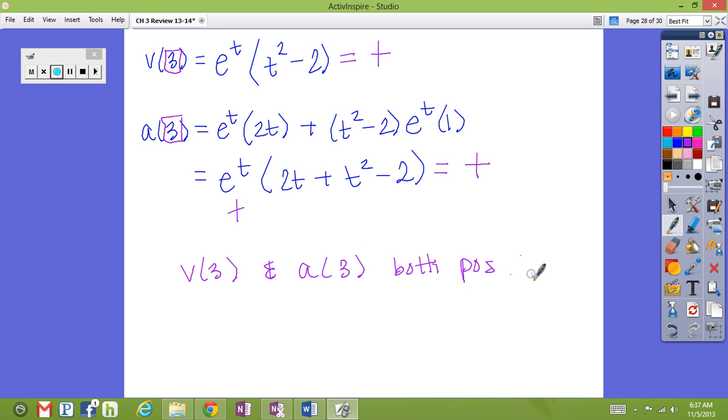Therefore, speeding up. Now, if I asked you to find where the particle speeds up, you would actually have to do a sign chart for acceleration. So we'd have to go through finishing this problem.